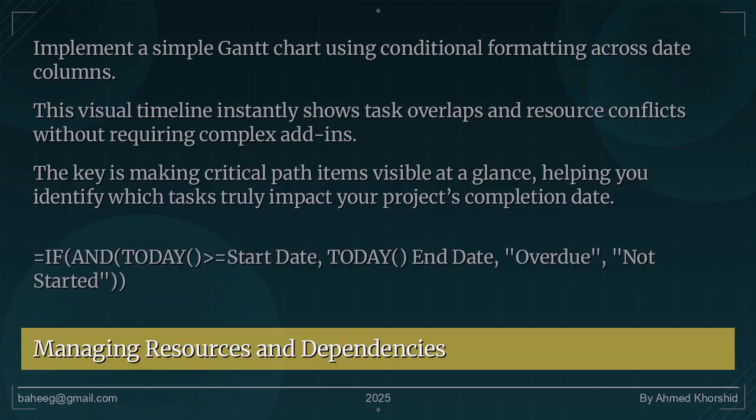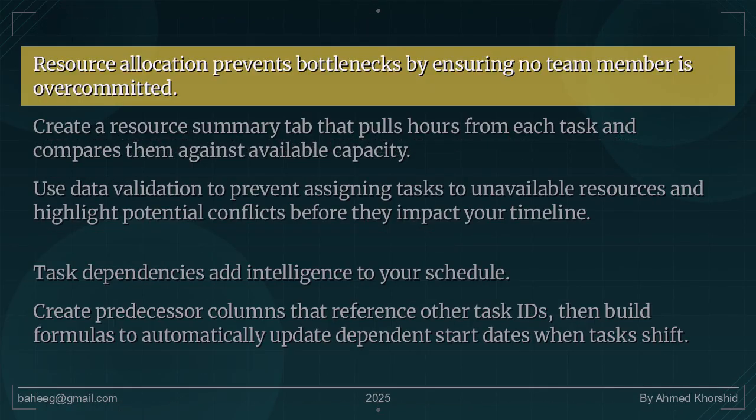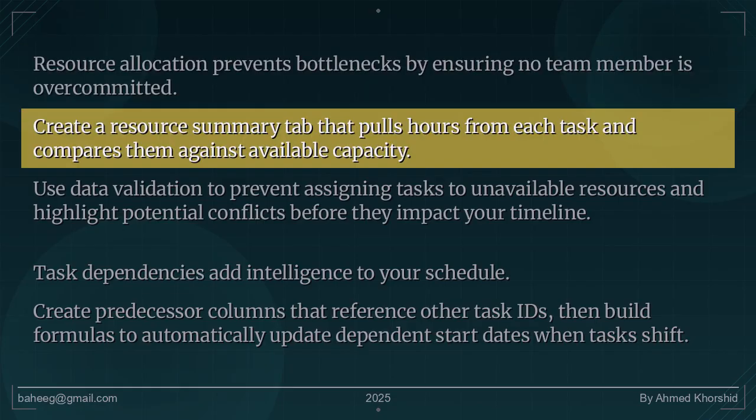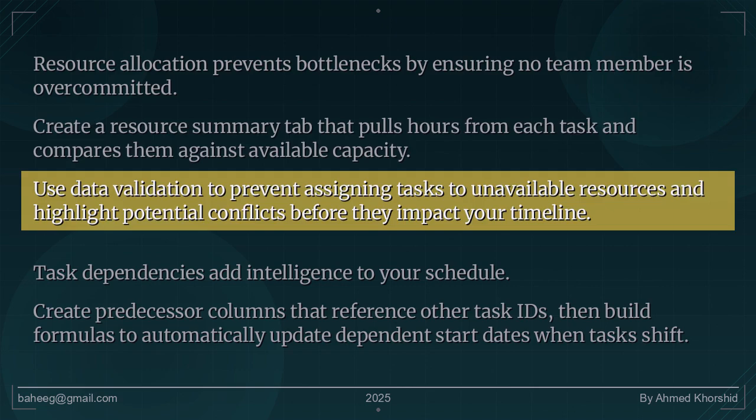Managing resources and dependencies. Resource allocation prevents bottlenecks by ensuring no team member is overcommitted. Create a resource summary tab that pulls hours from each task and compares them against available capacity. Use data validation to prevent assigning tasks to unavailable resources and highlight potential conflicts before they impact your timeline.